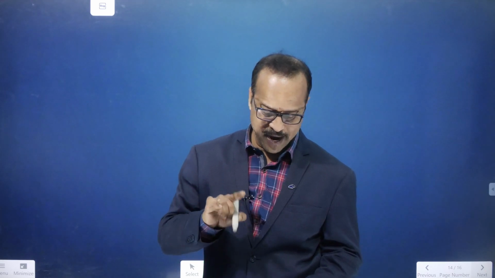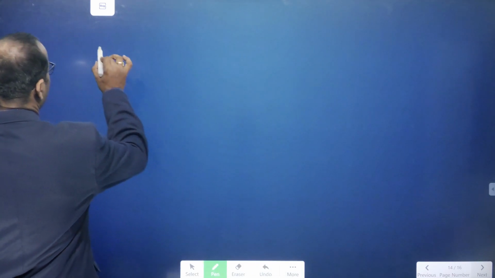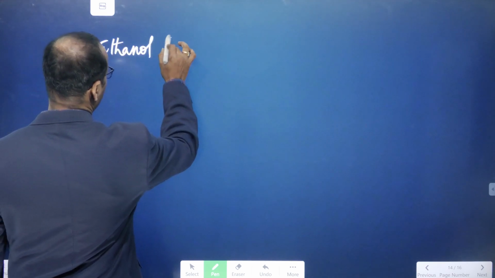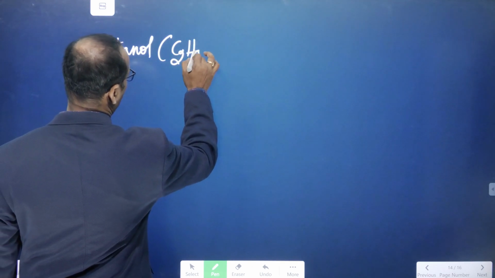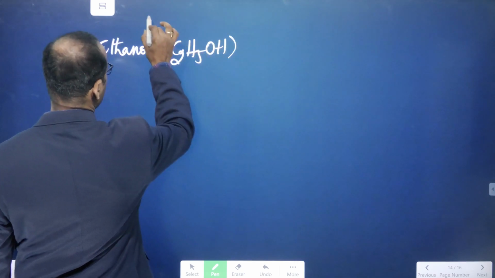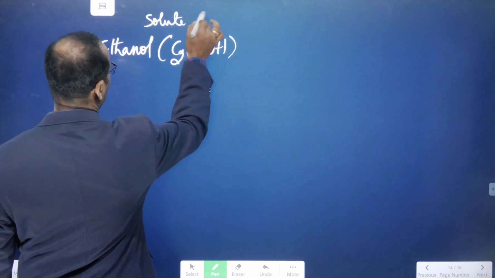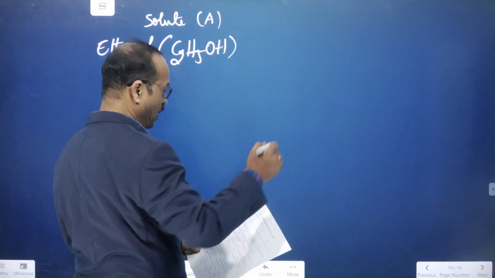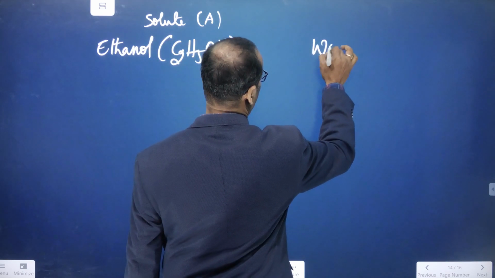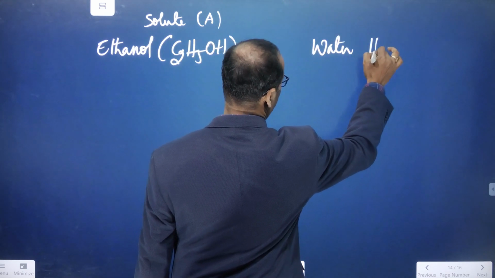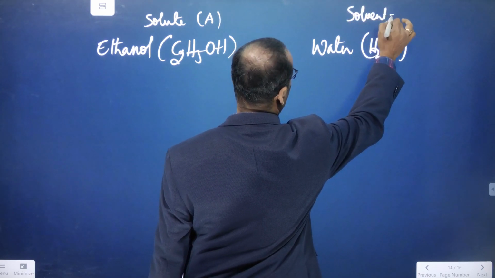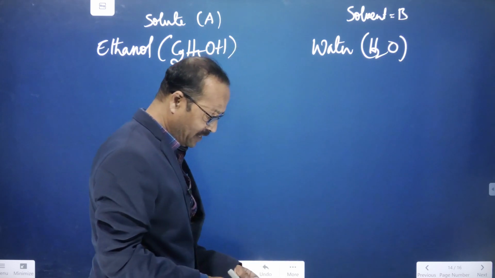Mass of ethanol to be added to 1 kg of water. So see students, 2 substances are there. One is ethanol. So ethanol is a solute. Ethanol formula is C2H5OH. Solute means A, which you have to take and add in 1.0 kg of water. Next is water. Water formula is H2O, and let's take this as the solvent. So solvent is B.